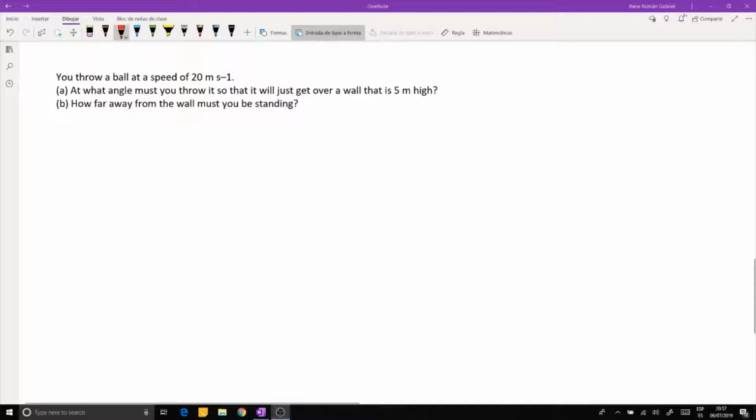You throw a ball at a speed of 20 meters per second. At what angle must you throw it so that it will just get over a wall that is 5 meters high? And then, how far away from the wall must you be standing? So let's say that you have this wall, and then there's a guy here. And you have this catapult, and you're going to throw him a big boulder. So how do you make it so that you hit him if he's 5 meters high?